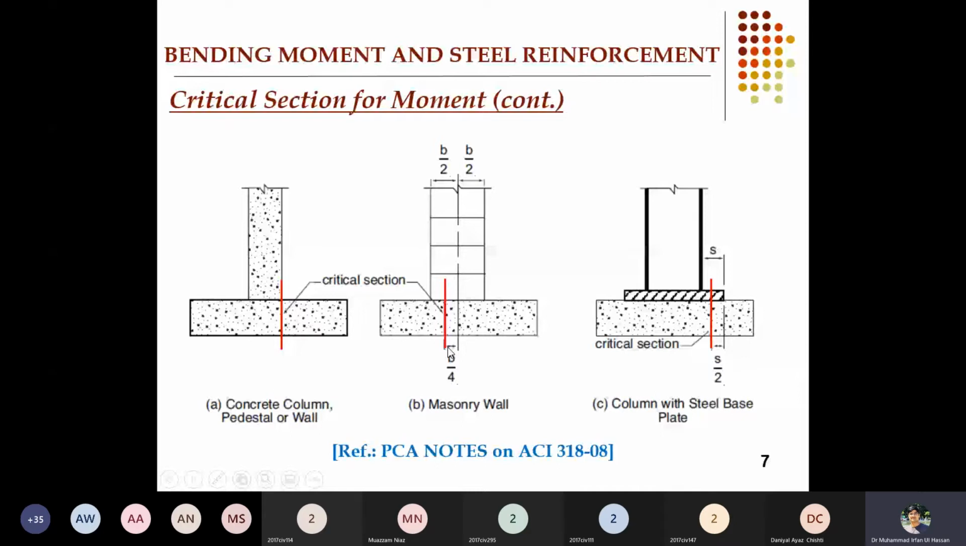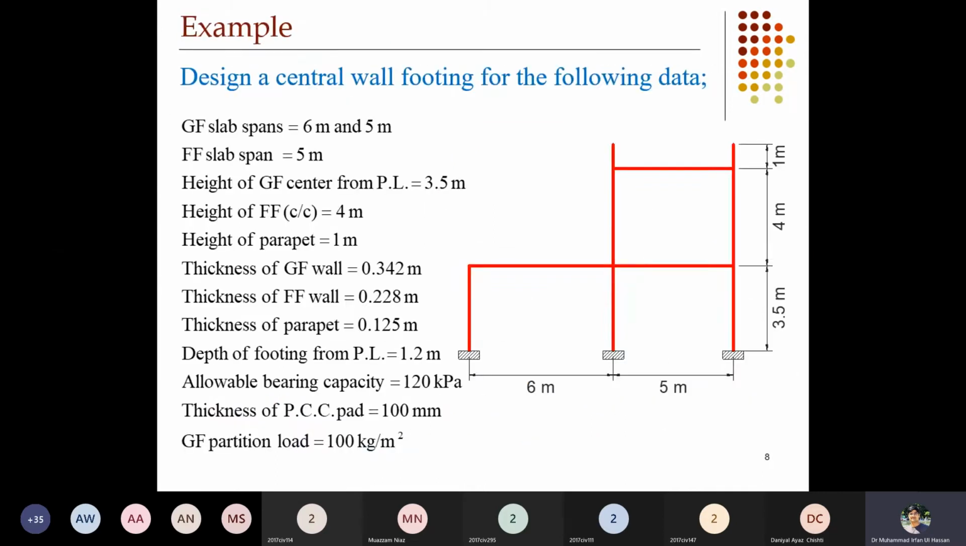computed in a similar way as you compute in the isolated footing, like load, pressure into span by 2. Pressure into span by 2 is the load, then you multiply with L by 4. So in this way you will compute the bending moment.